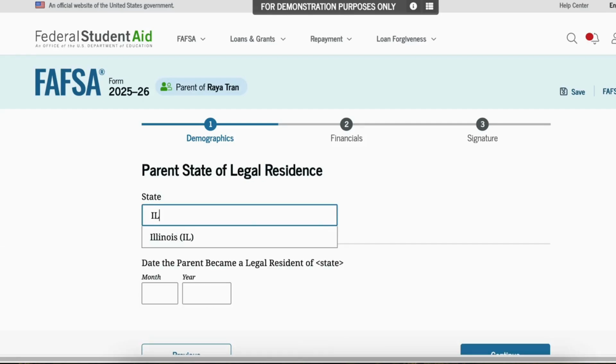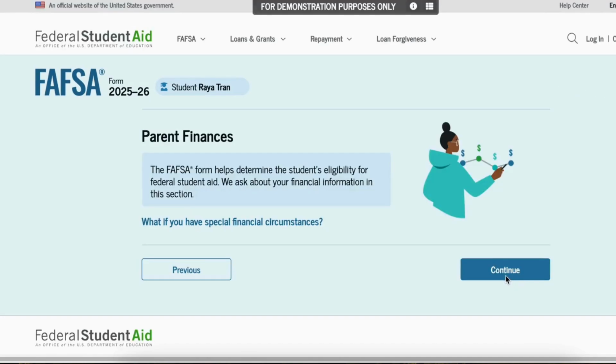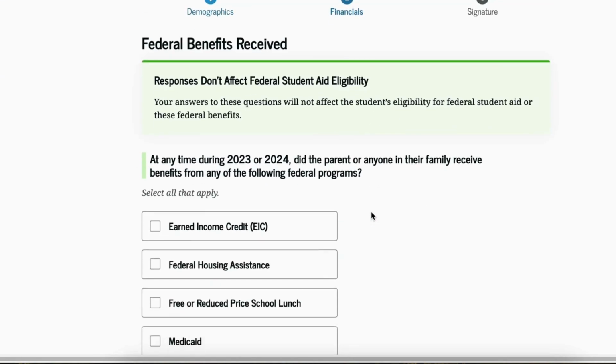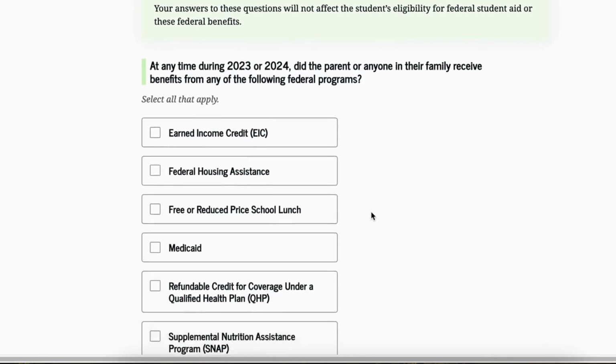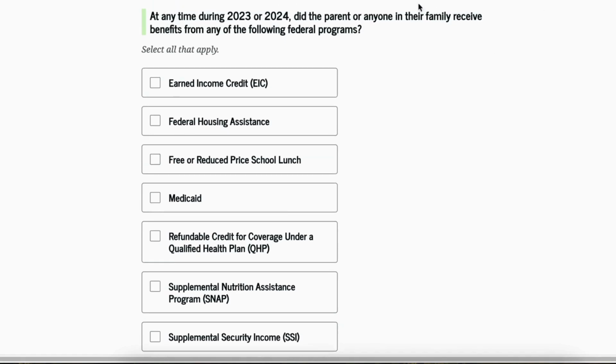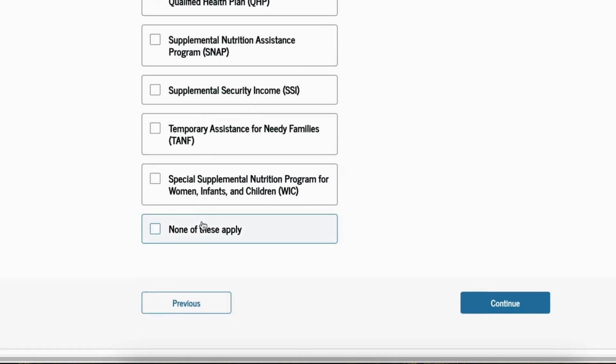We will put in the state of legal residence. This will be the month and the year that they became a resident. We'll just say 10/20/20, and then we'll hit continue. This will go into the parent's financial aspects. All of the information was already transferred from the IRS, so this is going to make this really easy. You're going to put in any of the different family received benefits, and then you're going to click through. You can click multiple, but I'm going to say none of these apply and continue.